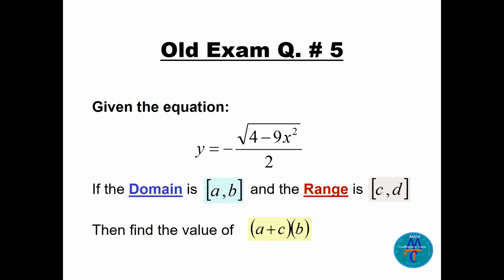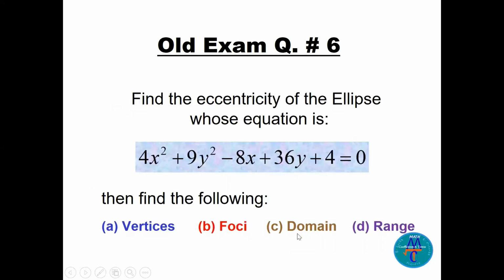Given the equation y equals minus square root of 4 minus 9x squared divided by 2. If the domain is AB and the range is CD for this equation, then find the value of A plus C times the B. So don't use the D. Be careful here. Domain is AB and the range is CD. Find the value A plus C times B. Find the eccentricity of the ellipse whose equation is this. Find also vertices, domain and range.